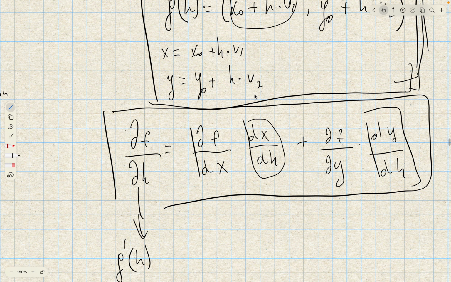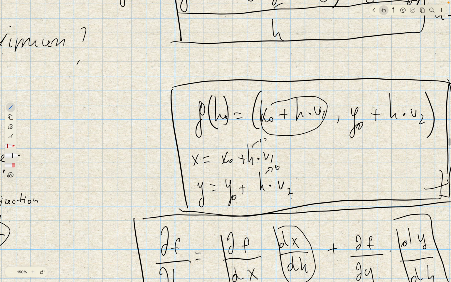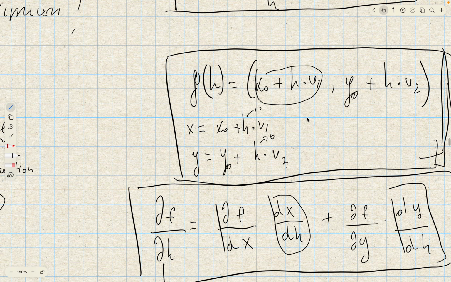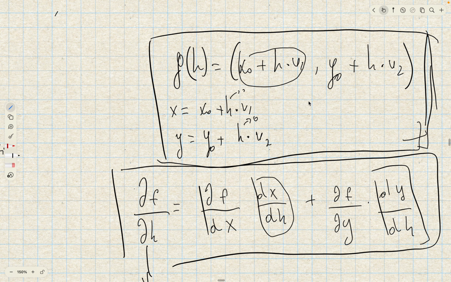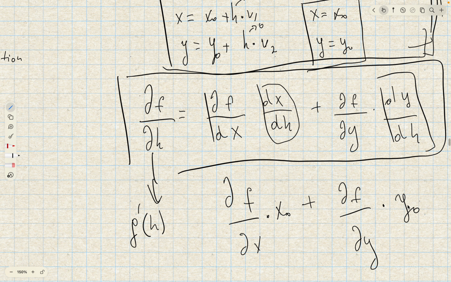And we said that these are 0 in our case because we are only interested in g'(0), so it will be 0. So we will have x equals x0, y equals y0, right? Then it will become x0, y0.